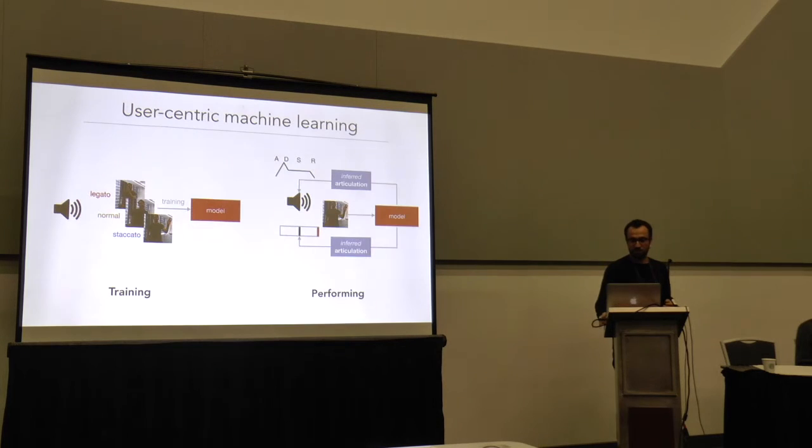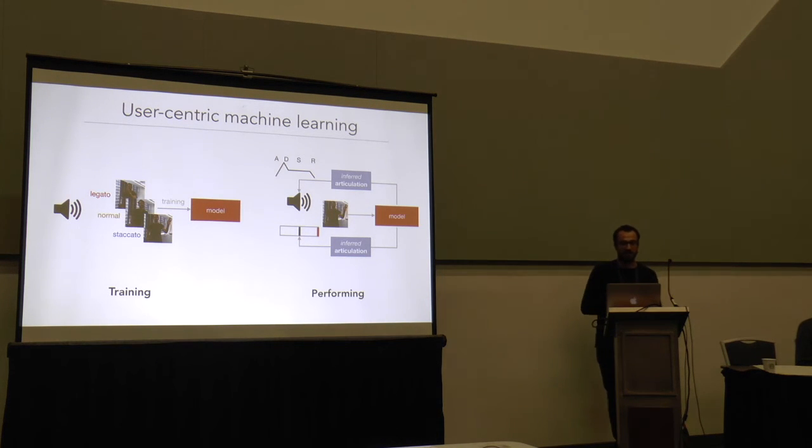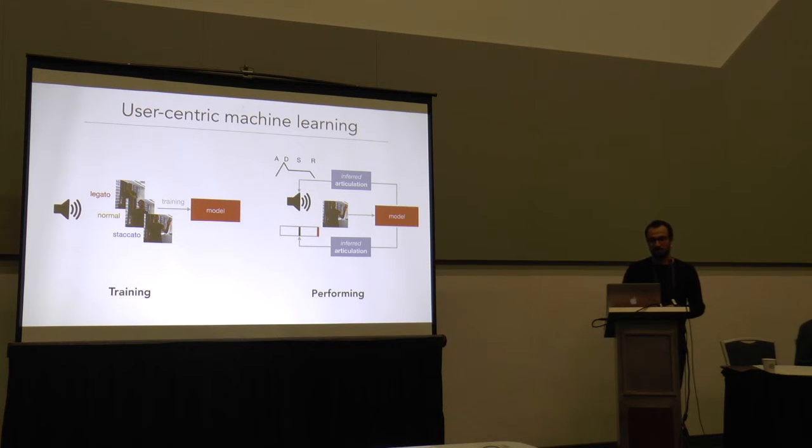But what I wanted to show you is the two steps. Again, we started by the sound. So we said, what kind of articulation or variation could you imagine if you hear this sound? Is it legato, normal, staccato? So the people were training the system with the sound stimulus and no other task than that: just perform a gesture that would embody that articulation. And then the model is trained. The model is based on a Gaussian mixture model here. And during the performance, they started to perform the gesture and the articulation, and the model inferred the articulation.